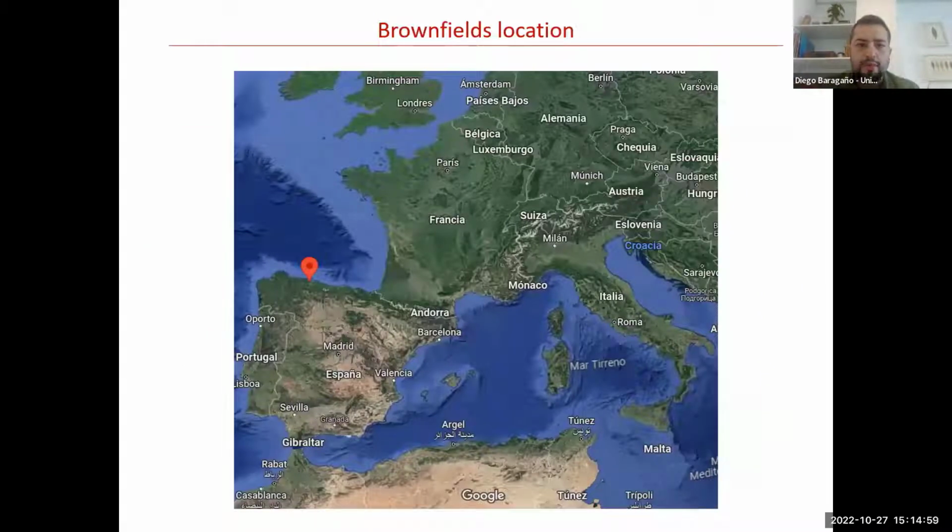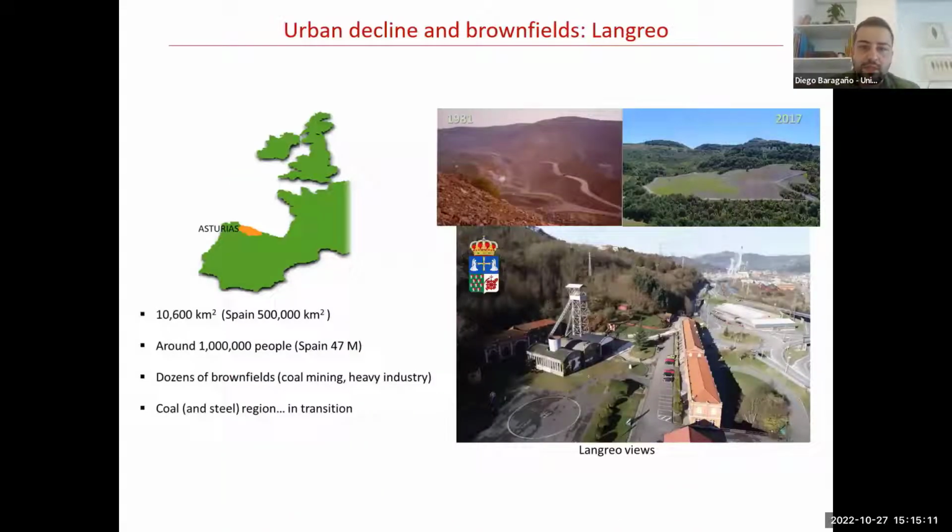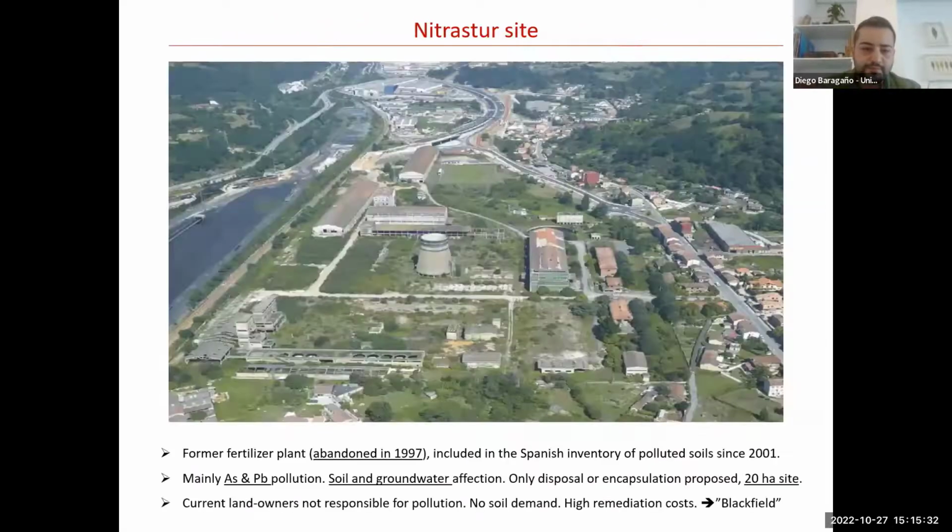So we are working with several soils from real brownfields, that are polluted areas, especially located in North Spain, in Asturias, which is my region. The first region that I will introduce is Langreo, which is an urban decline area. It's not so big. It's a coal and steel region in transition because now the mining and industrial activities are closing. So we have a lot of areas very polluted by different pollutants.